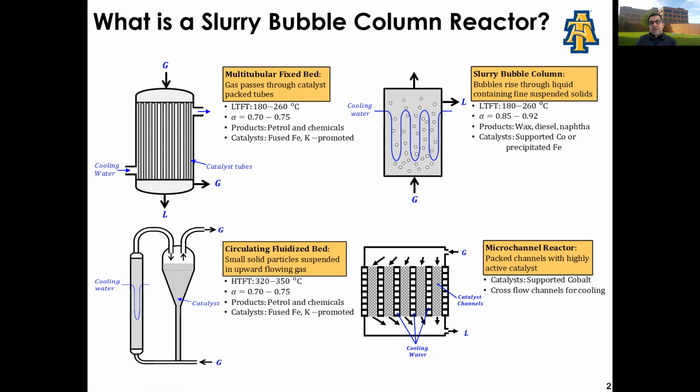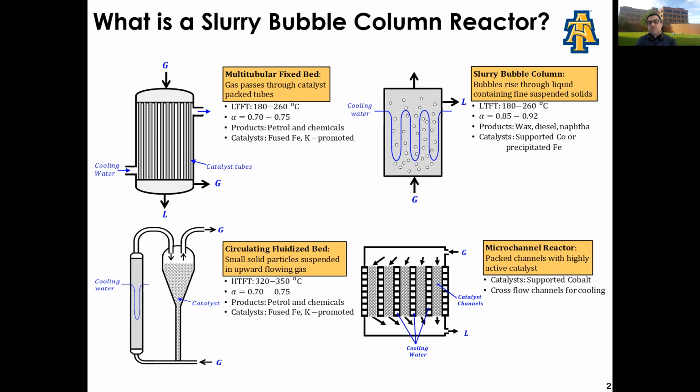For Fischer-Tropsch, there are four main types of reactors which have been applied commercially, right? You have your multitubular fixed bed in the top left here, circulating fluidized bed in the bottom left, your microchannel reactor in the bottom right, and the slurry bubble column reactor in the top right, which is really the focus of this work. A slurry bubble column reactor is a three-phase reactor where I have basically bubbles or gas being introduced into a slurry, which is a mixture of liquid and solid.